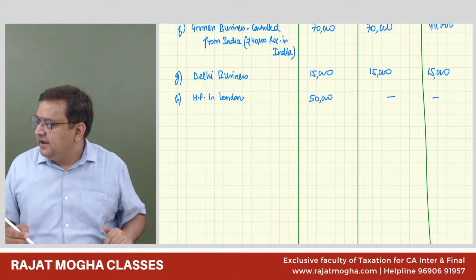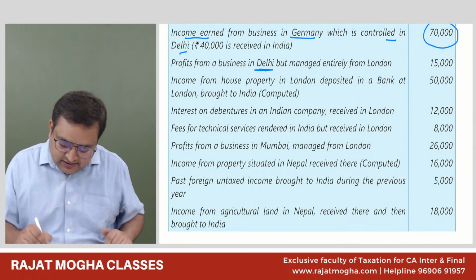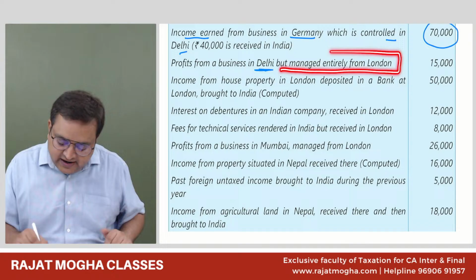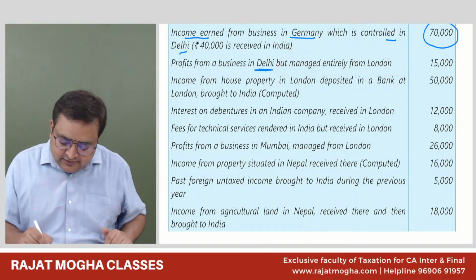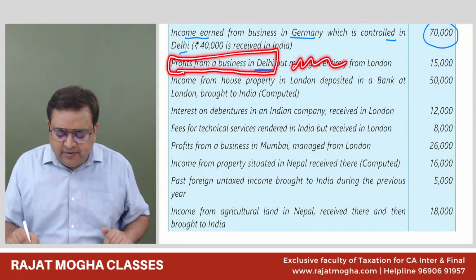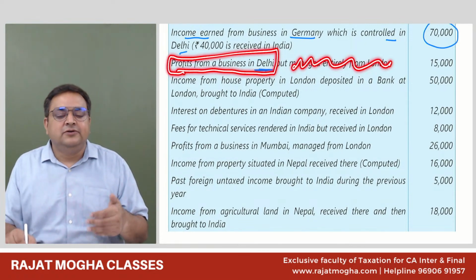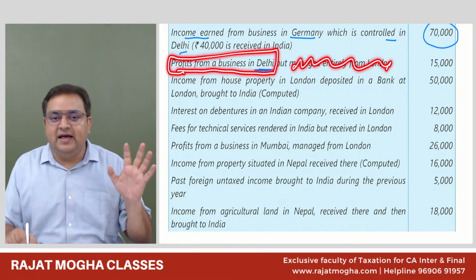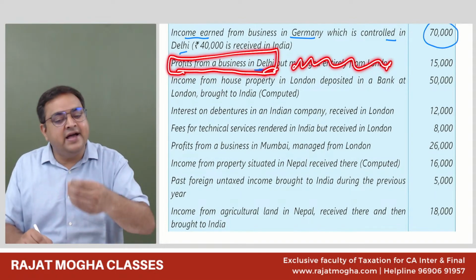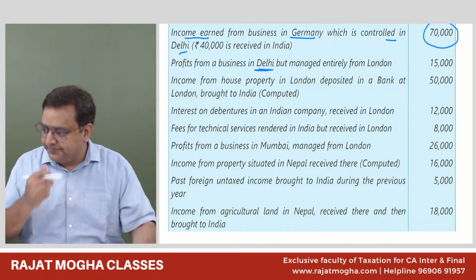Lakshmi, manage entirely from London. Which one are you asking me? Manage entirely from London does not matter. That is what I was saying, that of this profit from business in Delhi, only this much is relevant for us. Managed from anywhere does not matter. If this is a Delhi based business, you have to pay tax. Everybody has to pay tax. This income is directly arising in India. Any income which arises in India, everybody has to pay tax.